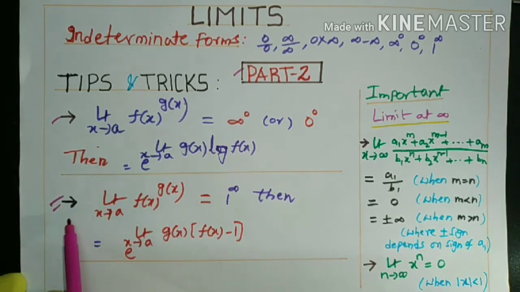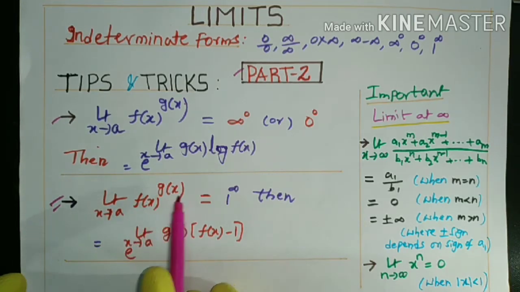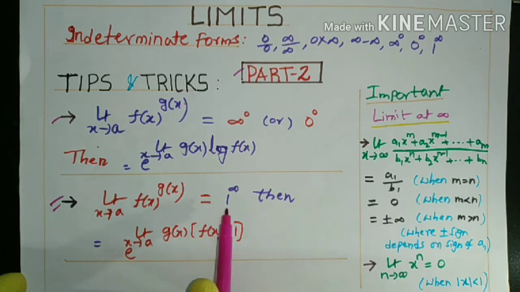Now look at the second one. If limit f of x power g of x as x extends to a is in the form of 1 power infinity, then immediately you can change this as e power of limit x extends to a g of x into f of x minus 1. So very simple.